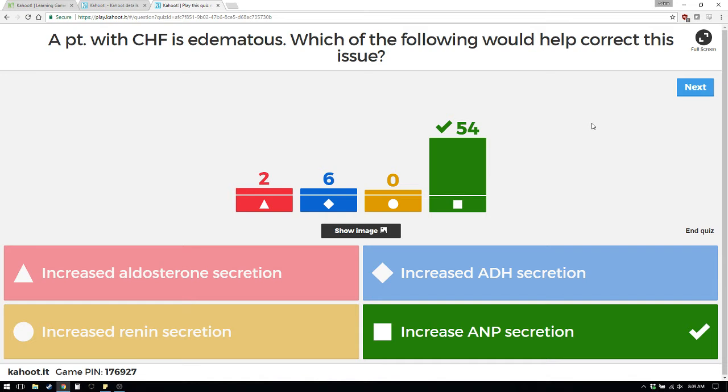So that's one of the body's compensatory mechanisms when you have things like increased ADH secretion or increased aldosterone or increased renin, right? All right, fantastic.